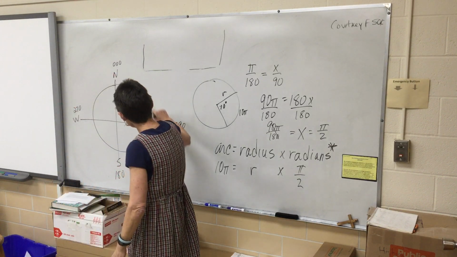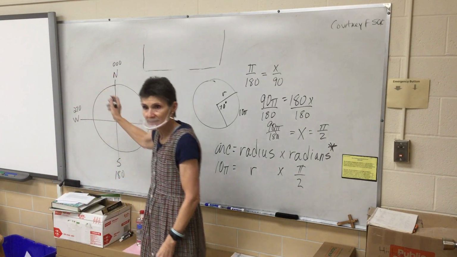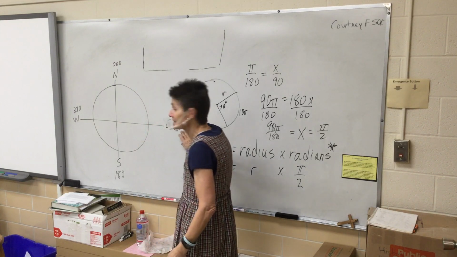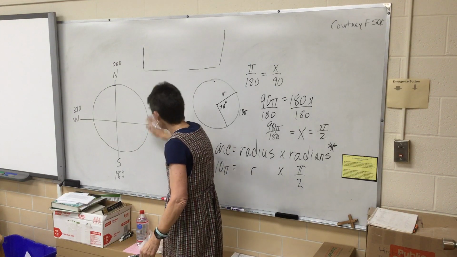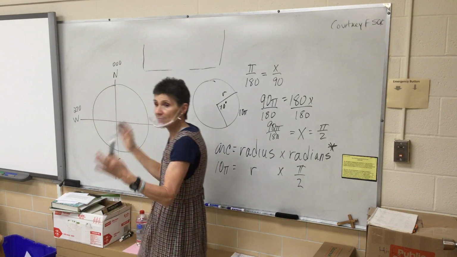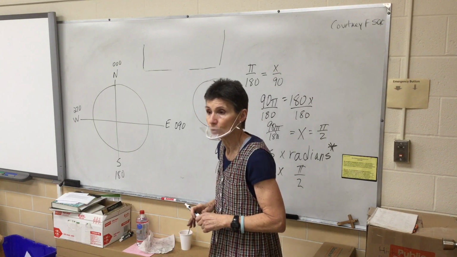So you'll see a full revolution, 360 degrees. Each quadrant is 90. So this is 90, and this is another 90, and another 90, and another 90, and that makes 360, the full circle.